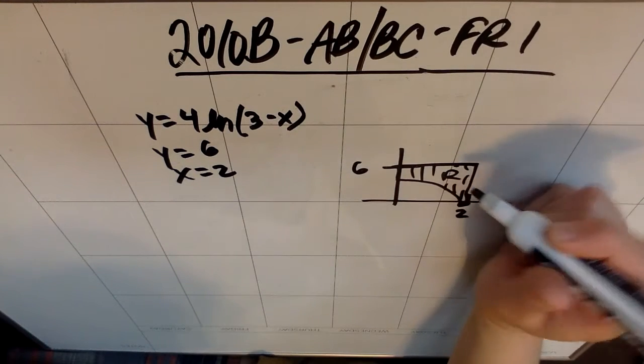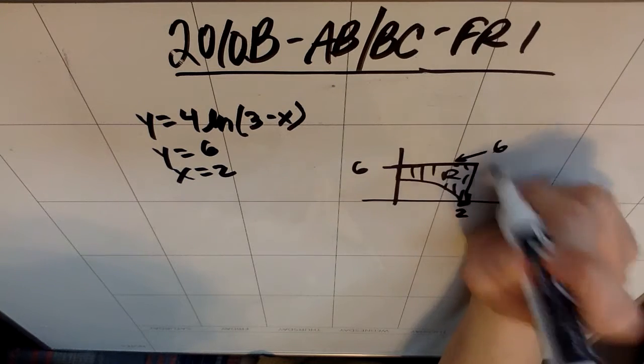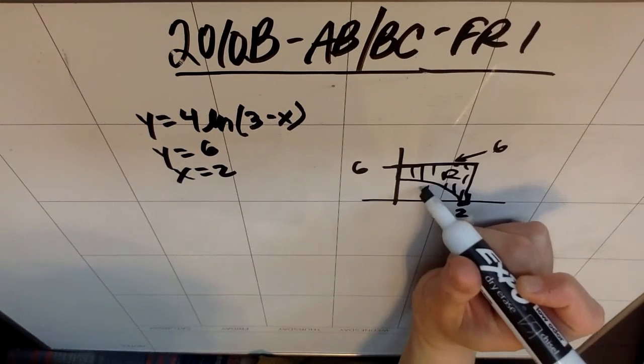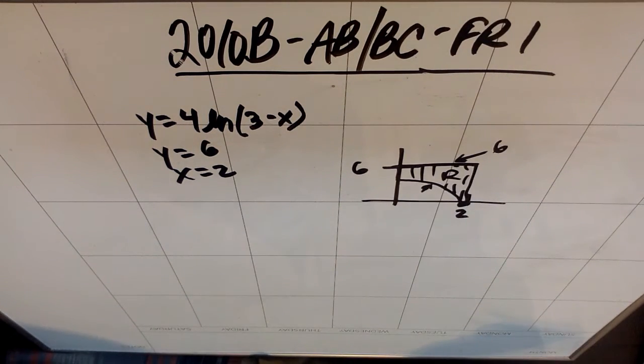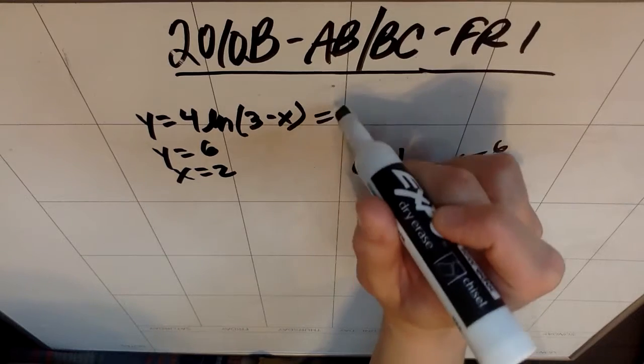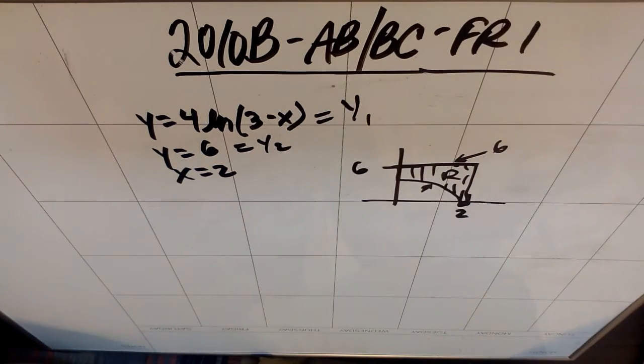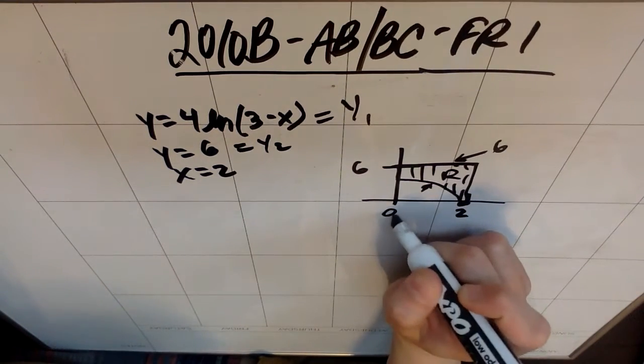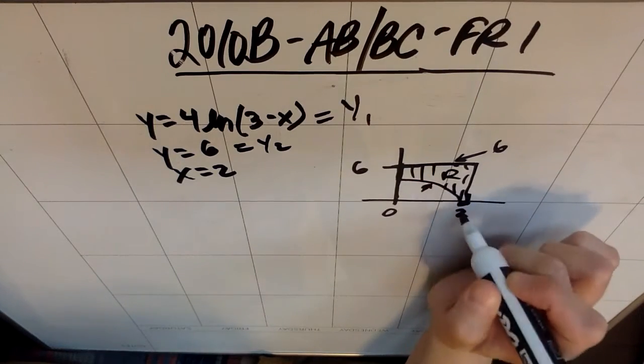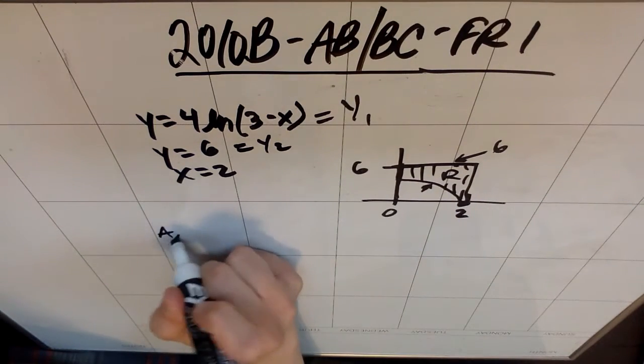So this is the line y equals 6, right? And this is the curvy thing, the 4 natural log of 3 minus x. I called the curve y1 in my calculator, and I called the 6 y2. You don't have to. You could just call the 6 a 6. It's probably just as easy. I don't need to find the bounds in this problem because I know that the bounds go from x is 0 to x is 2. I really just have to do top curve minus bottom curve.